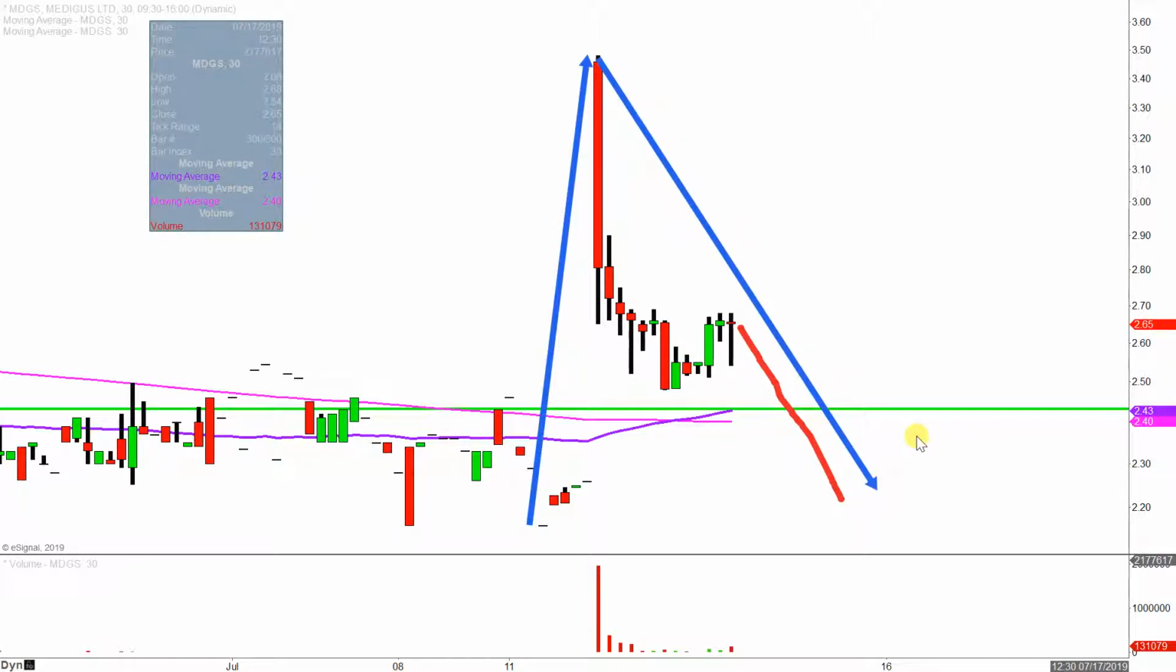So again, not saying that that's what's going to occur, but the gap and trap has already occurred. The question just becomes, is this gap and trap going to turn into a pump and dump? We'll see what happens. But yeah, let's see if the price can maintain above $2.45 or not.